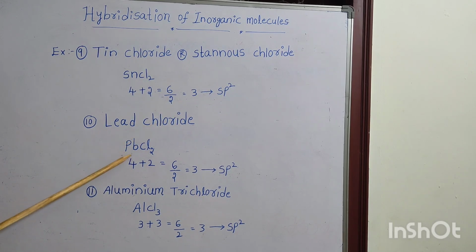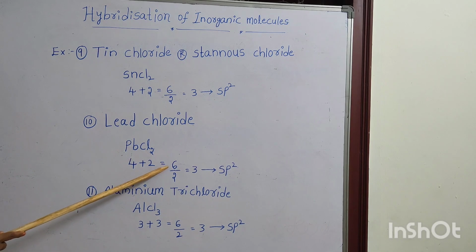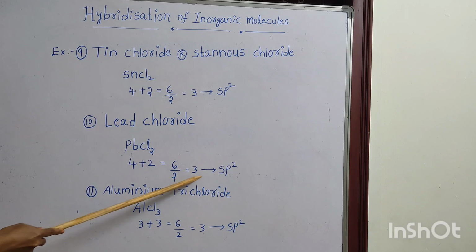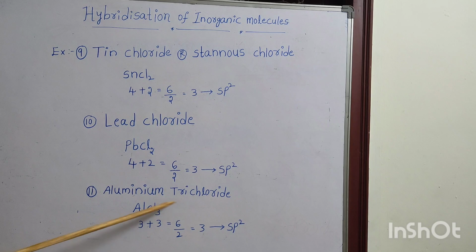Lead chloride, PbCl2. Lead belongs to 4th group element. So valency is 4 plus 2 chlorine atoms. So 4 plus 2, 6 by 2. We get the quotient 3. That means sp2 hybridization. Next example, aluminium trichloride. Aluminium belongs to 3A group element. So valency is 3 plus 3 chlorine atoms. So 6 by 2, we get the quotient 3, which means sp2 hybridization.